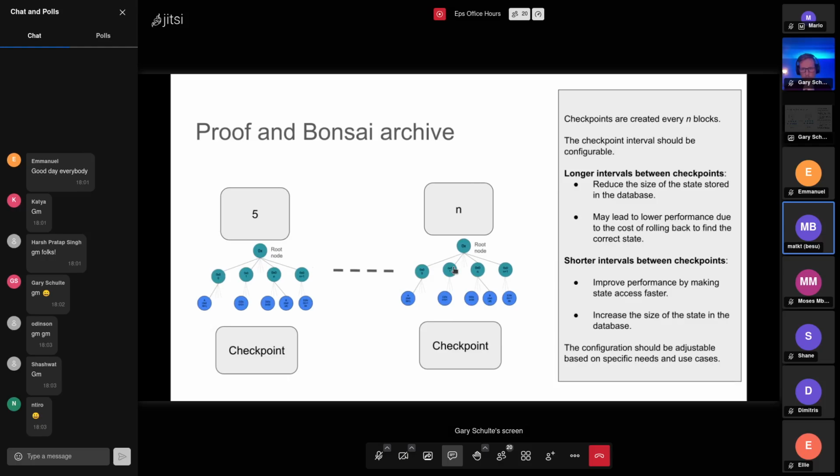But if your priority is performance, you will have to decide to use a shorter interval. And like that, you will have maybe a bigger database, but you will have less rollback and roll forward in order to recreate your state. So the performance will be better. It will depend on the need, and it's something we want to add as a flag, so the user will be able to decide the size of the range he wants.